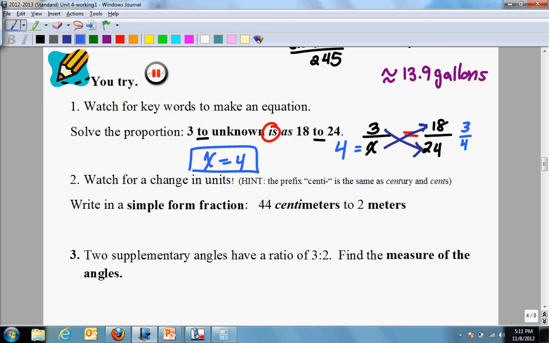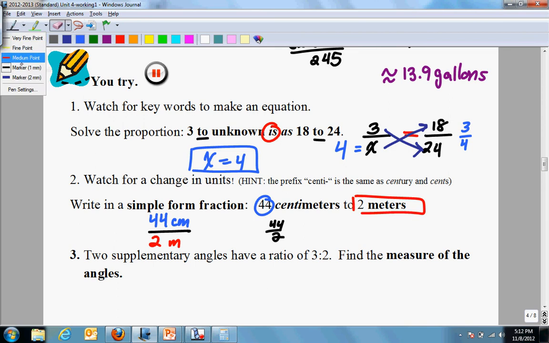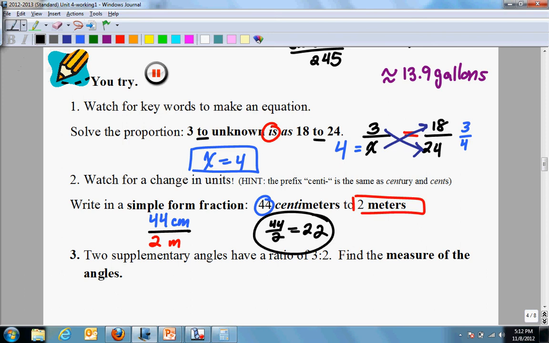We want to write this fraction in simplest form, 44 centimeters, 2, that's a fraction bar, 2 meters. Now, let me show you what would have been wrong. What would have been wrong is 44 to 2, which reduces to 22. That is incorrect. The reason is there's a change of units here. You have to watch out for change of units. Before you can actually write this proportion, you have to change units.